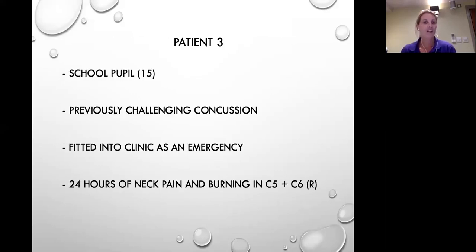And then the last case I want to present is a patient that I saw in my school clinic. So it's a 15-year-old child that I actually knew pretty well. He's had a previously challenging concussion where he was off sport for 6 months and actually off school for around 2 months of that period.